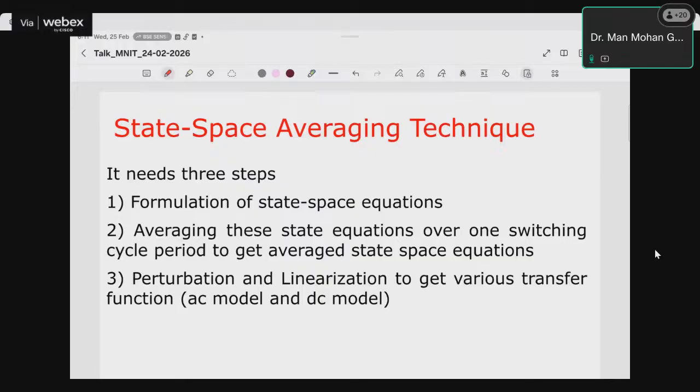So what we do, we will obtain the state space model of the converter, then we will do averaging, and then we will get the transfer functions. So it has three steps.